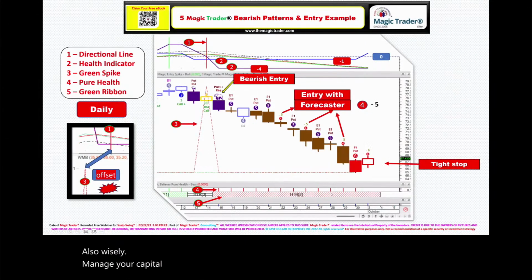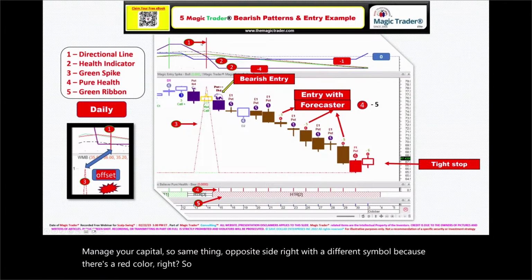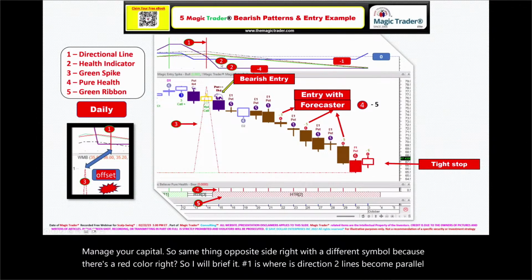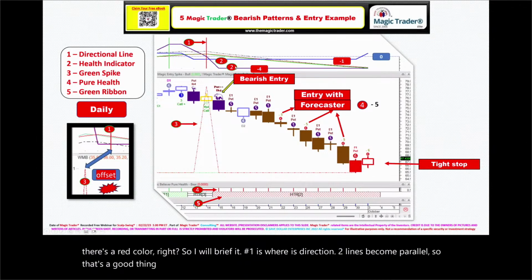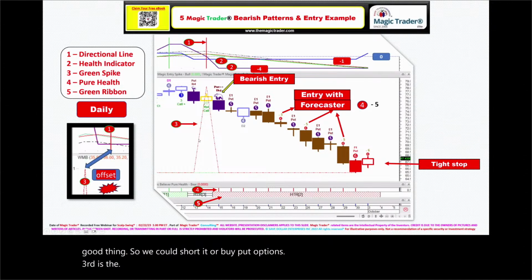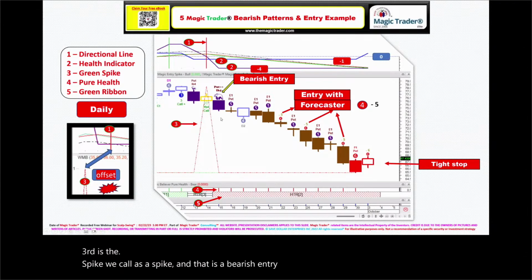Same thing, opposite side, right, with a different symbol because it's a red color. So I will brief it. Number one is a bearish direction. Two lines become parallel, so that's a good thing. So we could short it or buy put options. Third is the spike. We call it the spike, and that is a bearish entry, right?